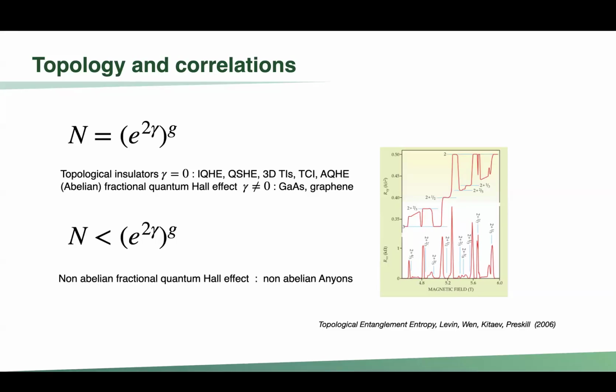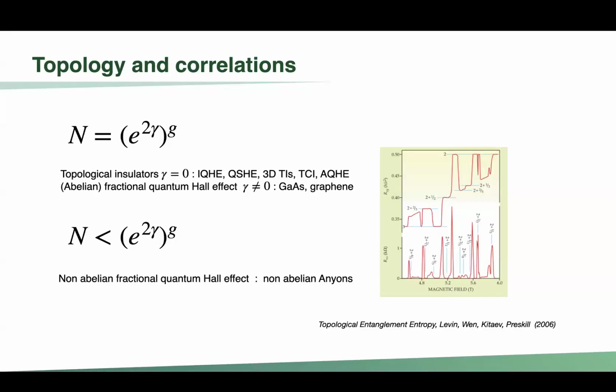We can classify topological matter by using the topological entanglement entropy, with n the number of degenerate states equal to e to the gamma, the genus invariant, because in topological materials we can have one ground state or several ground states. When we talk about topological insulators, we are at gamma equals 0, and we find the integer quantum Hall, the spin Hall, the 3D TIs, anomalous quantum Hall, etc.